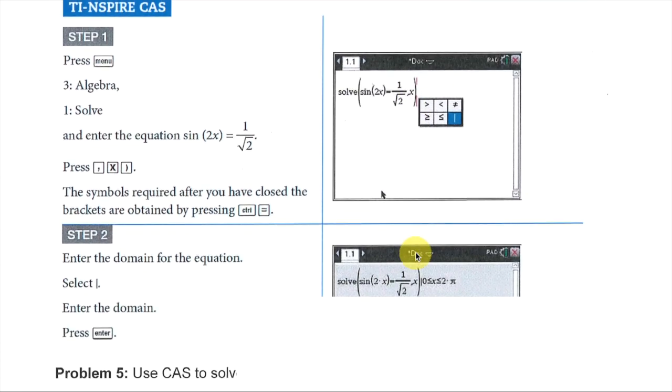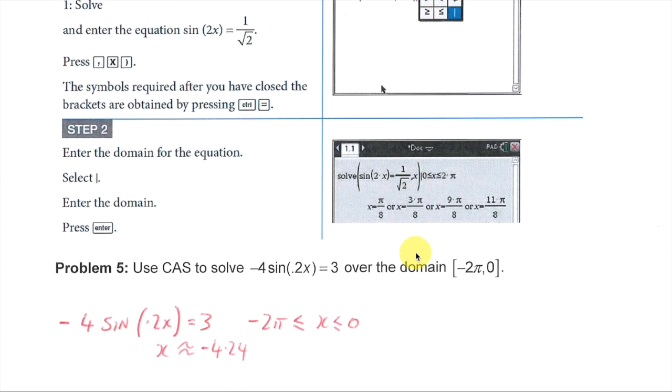But I have to put in a domain restriction, so in my next bit of workings here, you can see a domain restriction has been put in place so that I'm only looking at solutions where we go through one forward revolution of the unit circle, and then you can see that it ends up producing these 4 solutions.